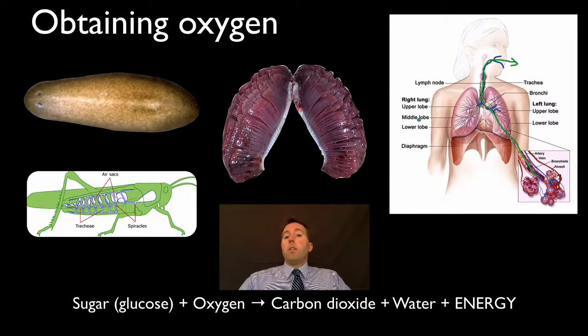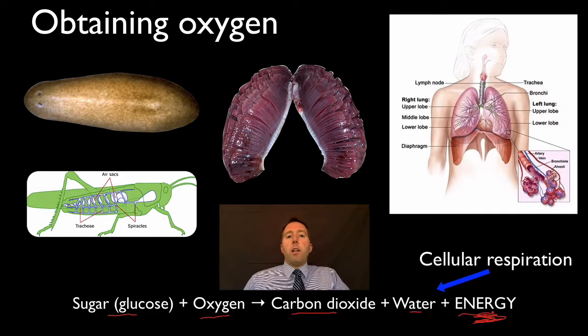And the reason that all these animals, planaria, grasshopper, fish and humans, need oxygen all the time is that all the cells of our body all the time need energy. And we obtain energy a lot of the time by something called aerobic cellular respiration. That is, we use glucose, which is a type of sugar, and that's combined with oxygen, which we must have. It's converted into carbon dioxide, which is really a waste, water, and really importantly, energy.